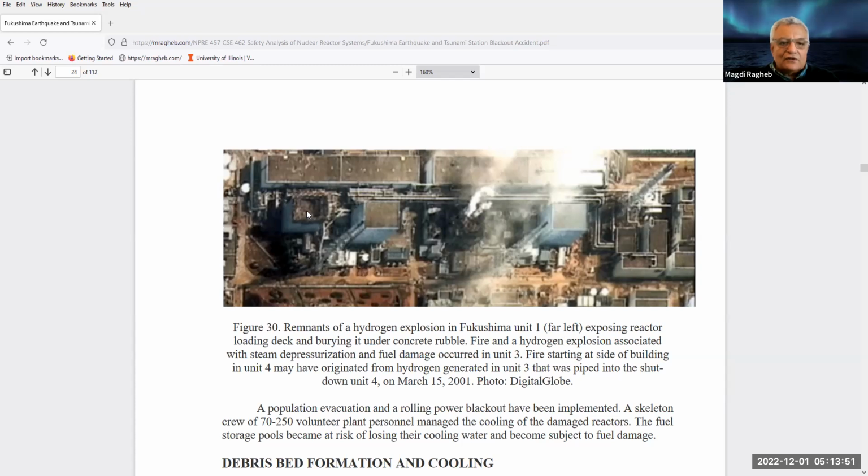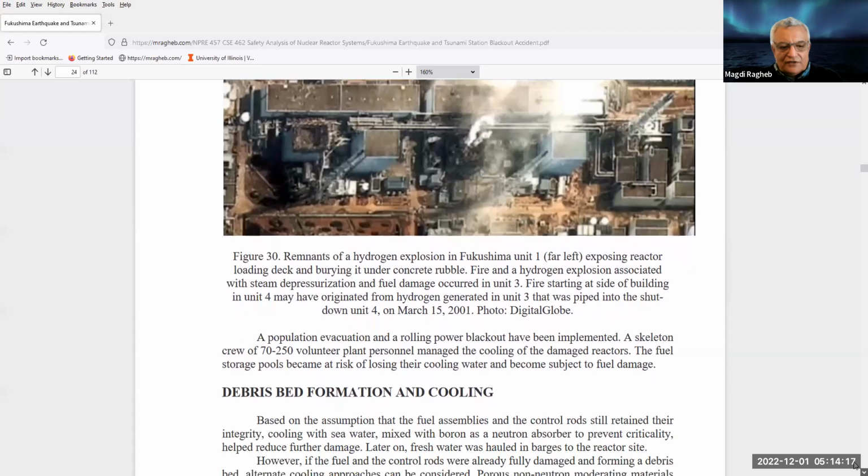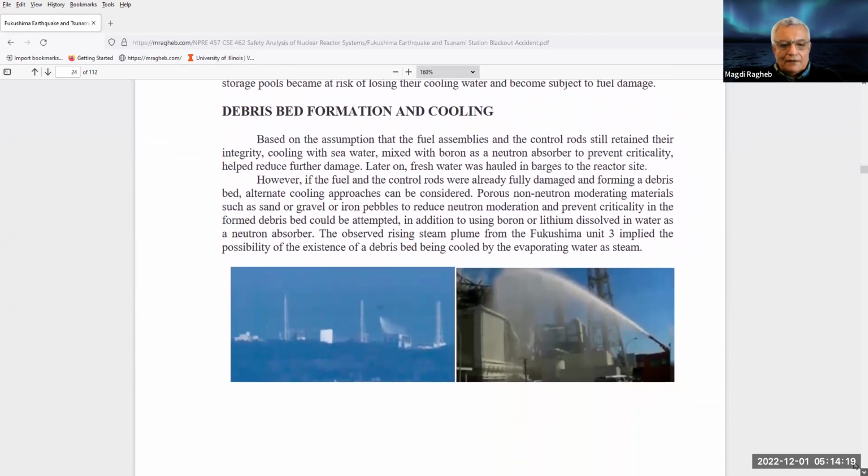This is going from right to left. Unit number 1, the roof destroyed. Number 2, destroyed inside, but not the roof. Number 3 had a fire. Number 4 hadn't caught fire yet, but the diversion of the hydrogen into the same stack from 3 to 4 caused eventually a fire in number 4. And that is on March 15, 2011.